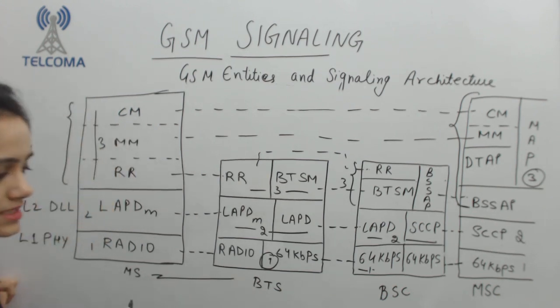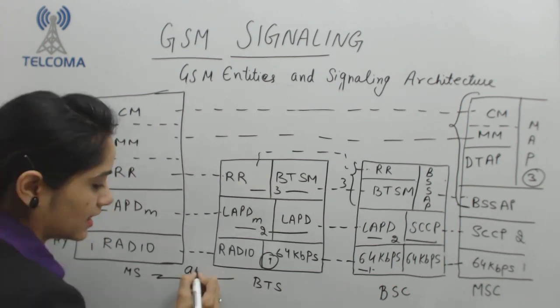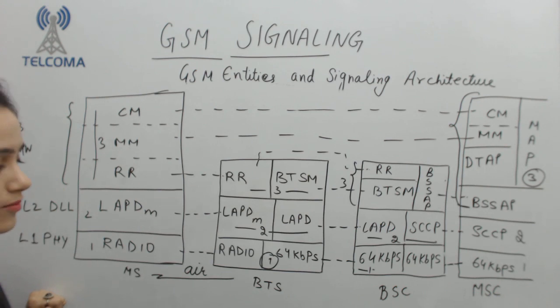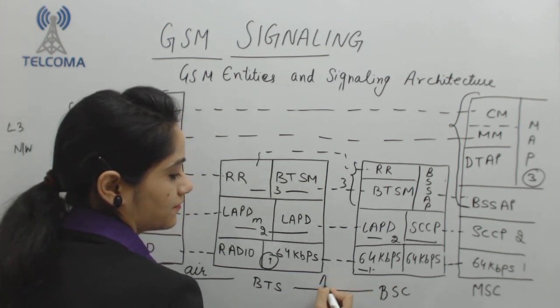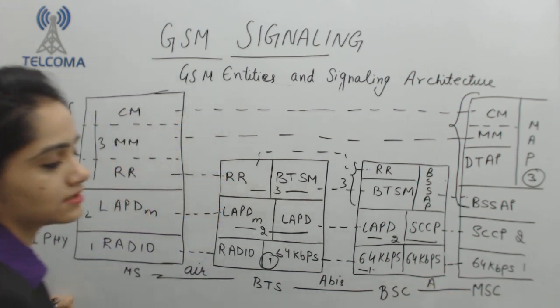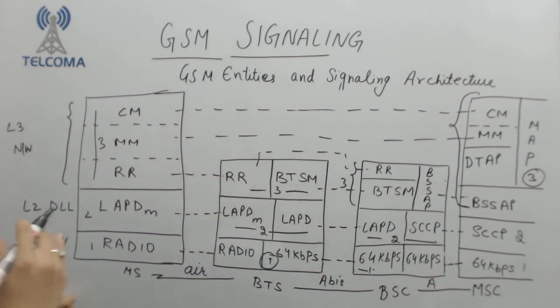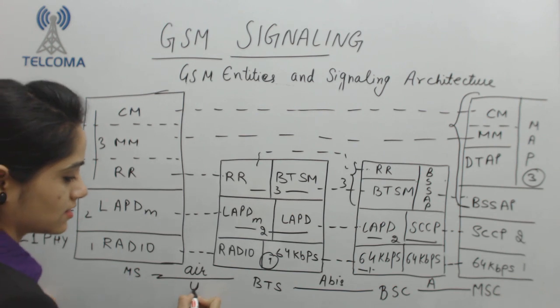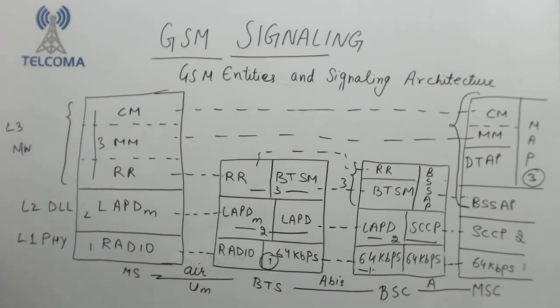Now if I talk about this interface, this is my air interface. From BTS to BSC, I have an Abis interface, and from BSC to MSC, I have an A interface. These are the interfaces defined. Or this air is also known as Um interface.